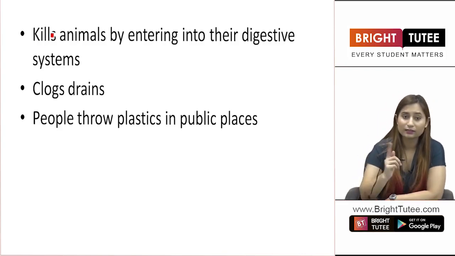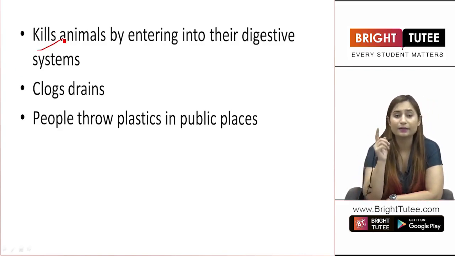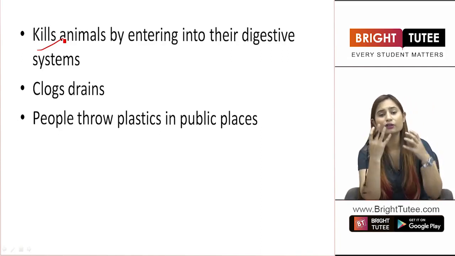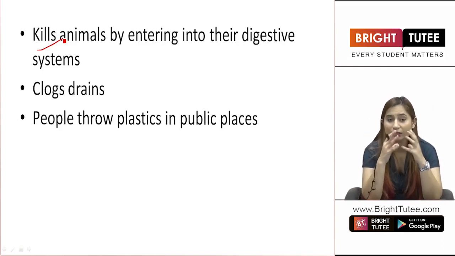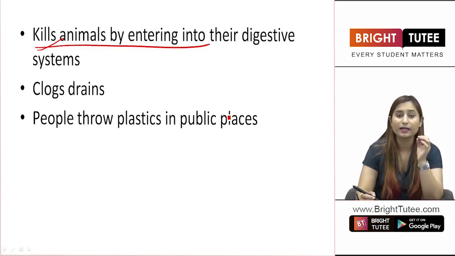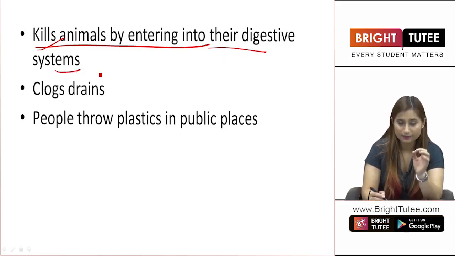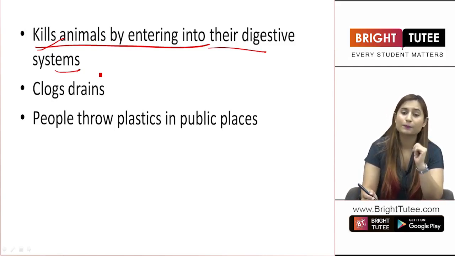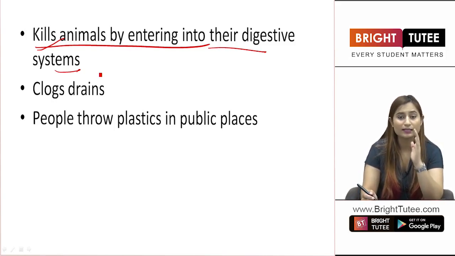Now students, another disadvantage is that it kills animals by entering into their digestive systems. Nowadays, when animals die on the roadside and doctors check them, it is found that they have lots of plastic bags in their stomachs, which ultimately is leading to their deaths. So it kills animals by entering into their digestive systems. This is one major disadvantage because animals do not know what to eat. So we have to control our disposal of plastics. We must use plastics only when we can keep them inside our houses.